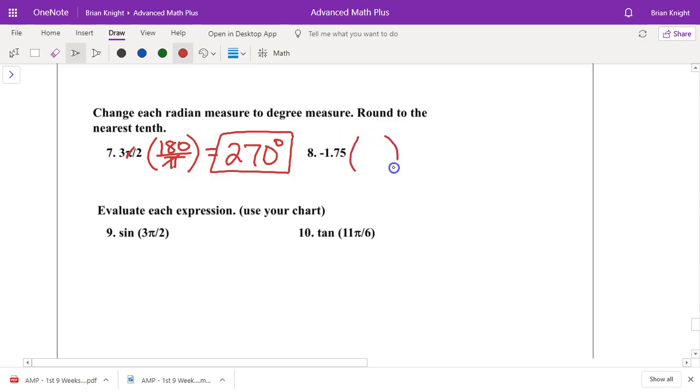Number 8. Again, 180 degrees over pi. You're not going to have a nice pretty number here, but notice the directions on these tell us to round to the nearest 10th. So you just stick that in your calculator and you round to the nearest 10th. What would that be?